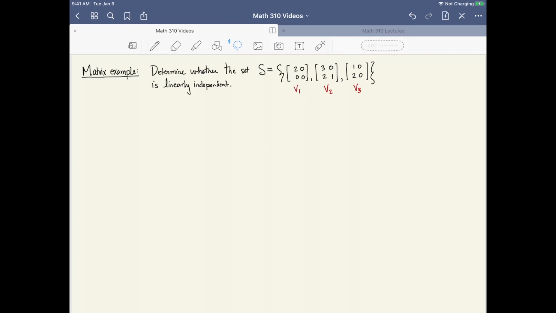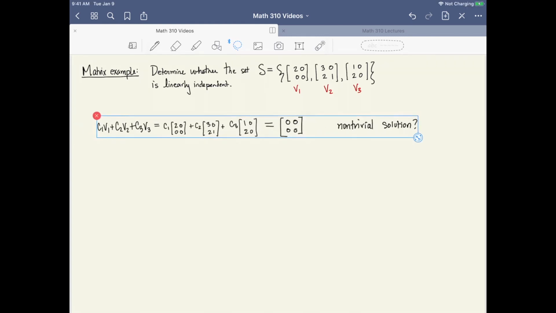So let's now look at one last example coming from the vector space of 2 by 2 matrices. We're going to look at a set of 3 vectors and ask whether this set is linearly independent. I have 3 2 by 2 matrices written here in my set S, and I'm going to call these the vectors v1, v2, and v3. No matter what vector space you're dealing with, what you're looking for is a solution to the homogeneous vector equation where you have added up v1, v2, and v3, and you're looking for a combination that gives the 0 vector.